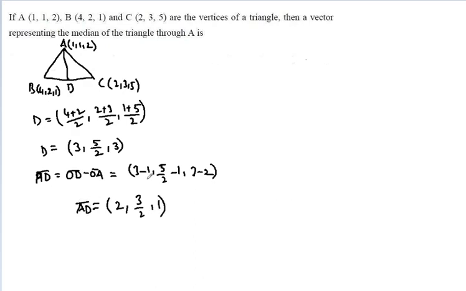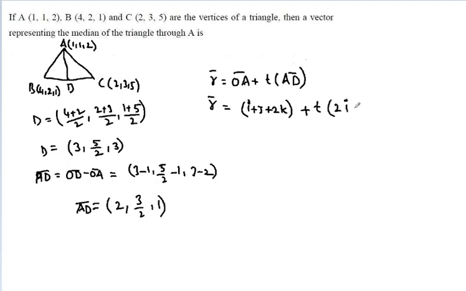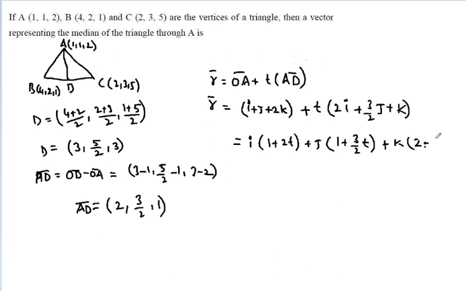This is AD bar. Now the vector equation of the median AD bar: r bar is equal to OA bar plus t into AD bar. So r bar is equal to OA bar, that is i bar plus j bar plus 2k bar, plus t into AD bar, that is 2i bar plus 3 by 2 j bar plus k bar. So taking i common, that is (1 plus 2t), j common, that is (1 plus 3 by 2 into t), k common, (2 plus t). This is the vector equation of the median passing through A.